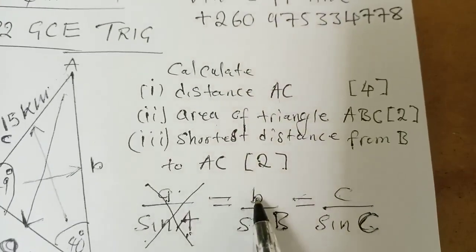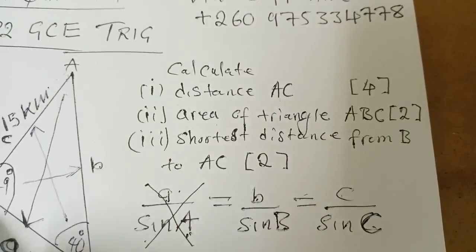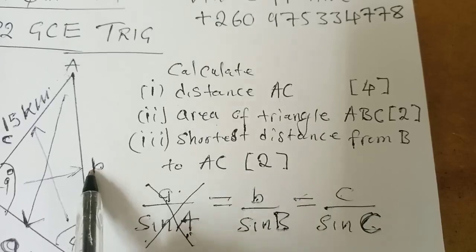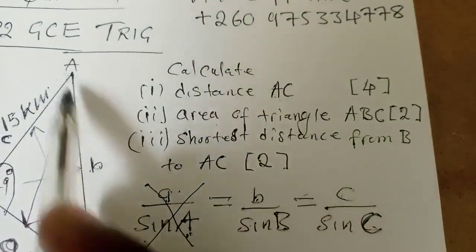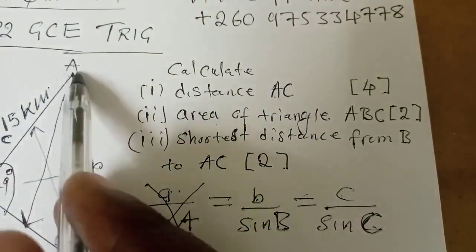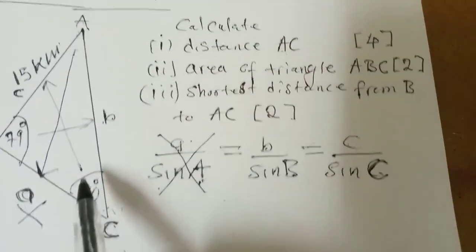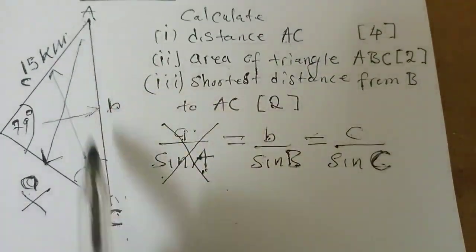Do we have B? Small letter b. It is what we are looking for: the distance AC. So what we are looking for is AC here.